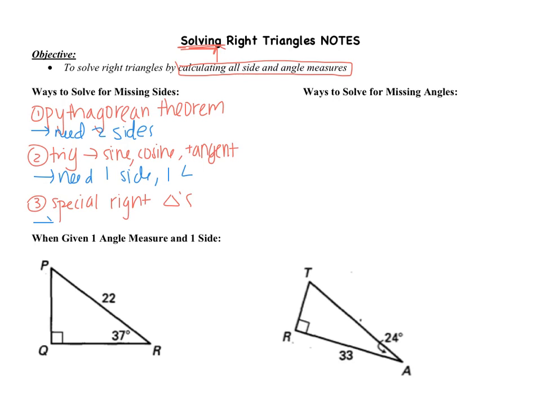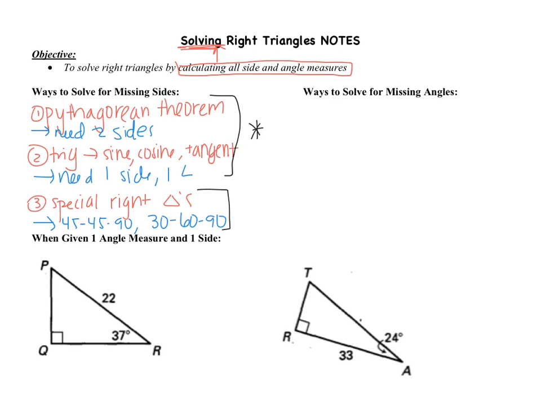And then by special right triangles, what I mean is using a 45, 45, 90 or a 30, 60, 90. So special right triangles are very special types of triangles. So as you can probably guess, this third method is not going to come up a whole lot. It's not going to be applicable a lot. It's not going to be very often that I give you a triangle that's a 30, 60, 90 or a 45, 45, 90. So in today's video, we're going to focus on these first two most. So that's the ways to solve for missing sides.